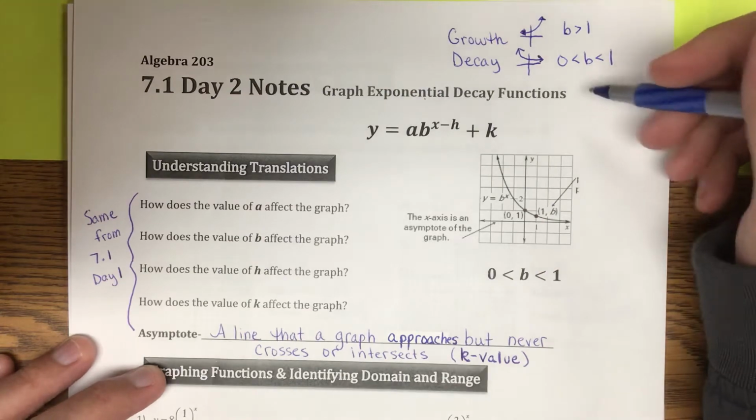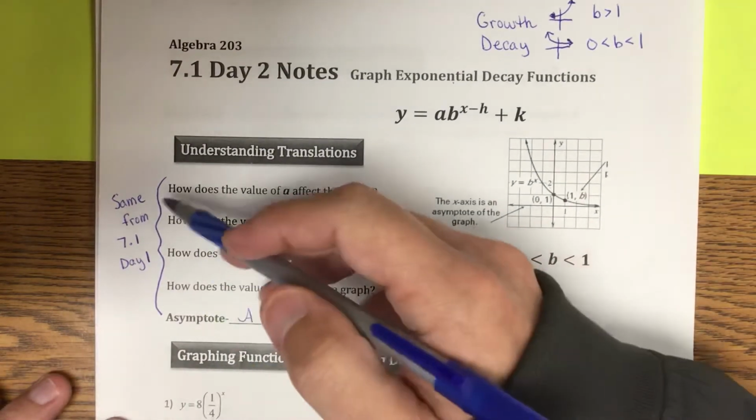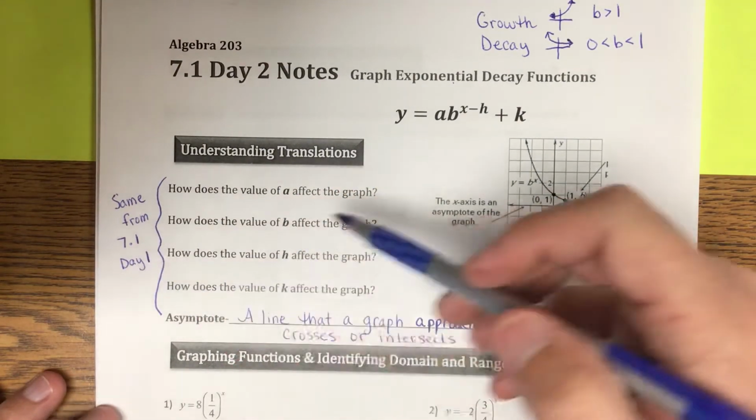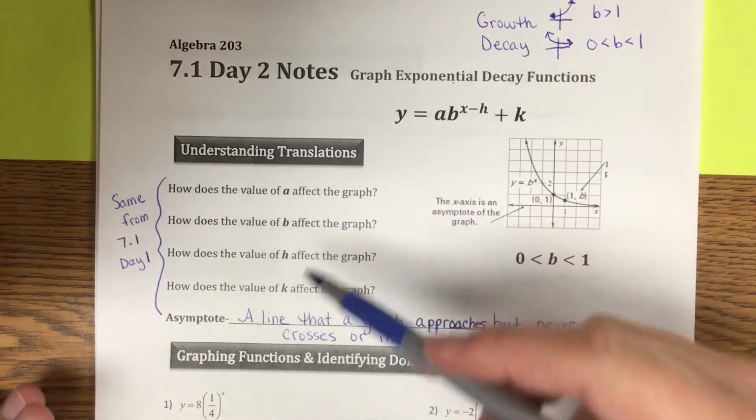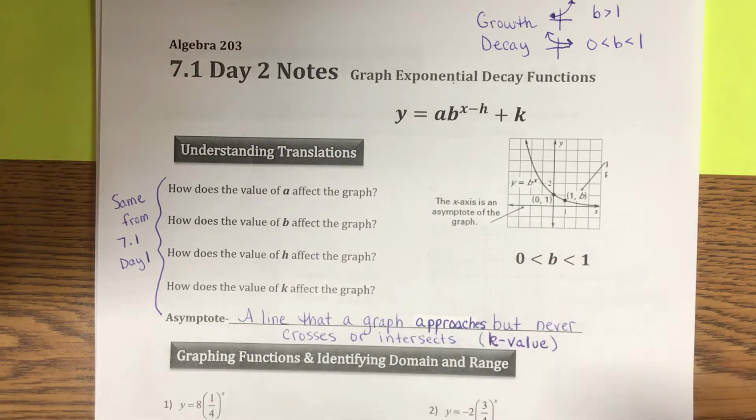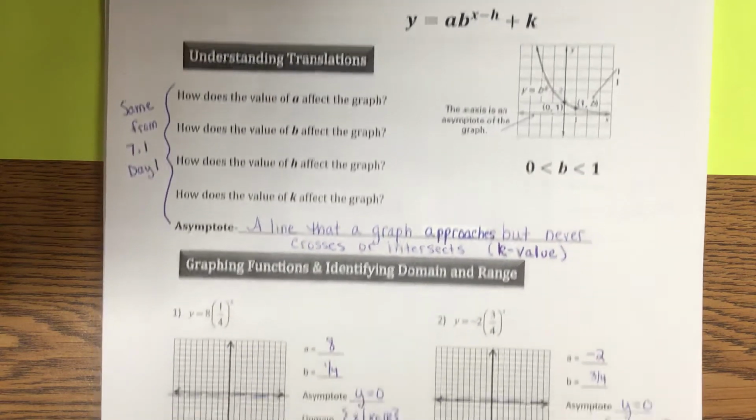But other than that, you have all the exact same information from 7.1 day 1, the A, the B, the H, the K value, even the asymptote. All of that is the exact same from before. It's kind of up to you, though, from the last video, if you'd rather focus on an XY table or if you'd rather use the point of interest and then base your answer off that point. That's just a choice you need to make yourself. So I'm going to go ahead and just jump straight into it here with problem number 1.